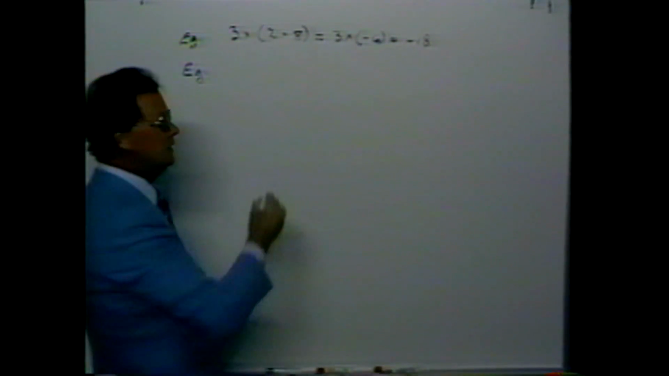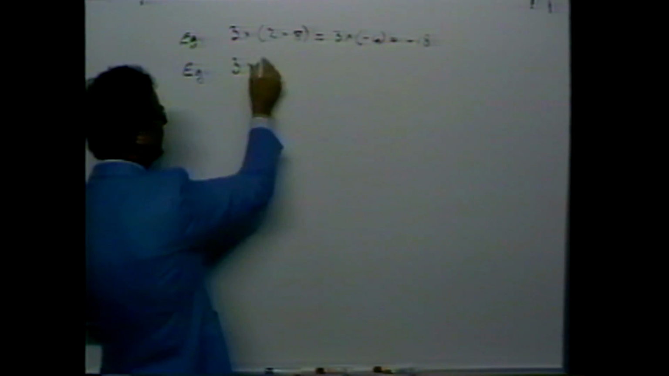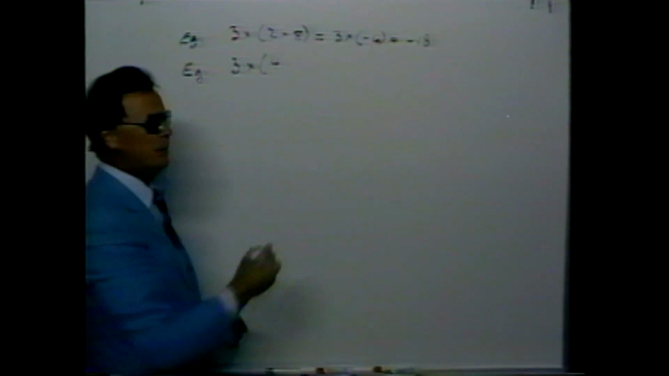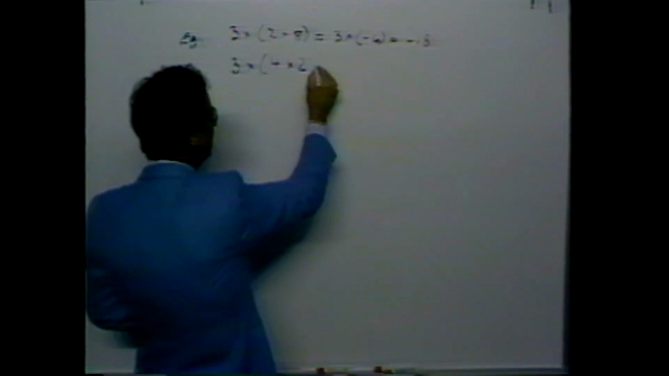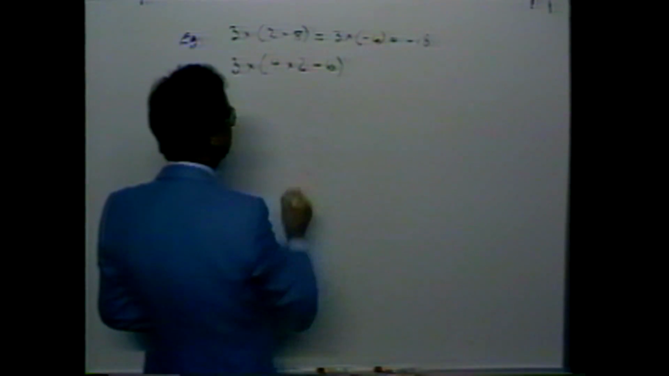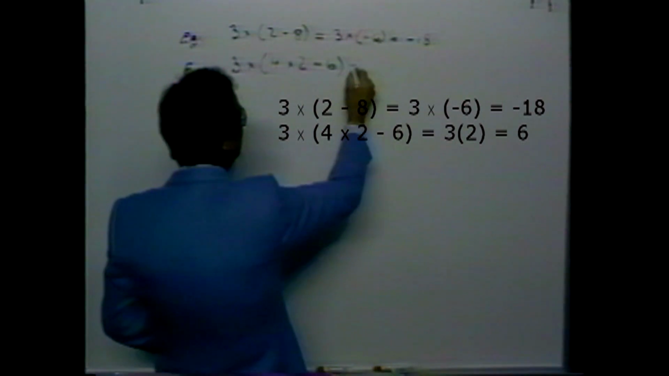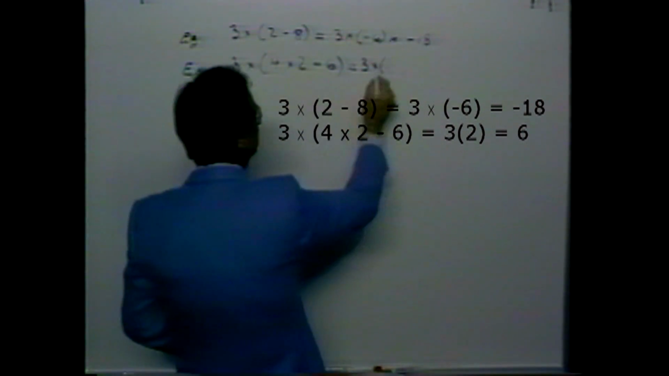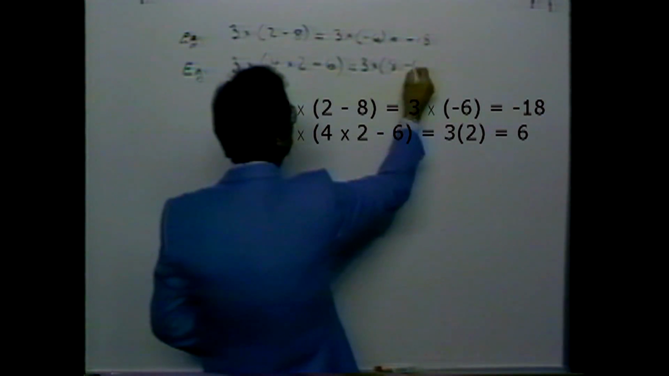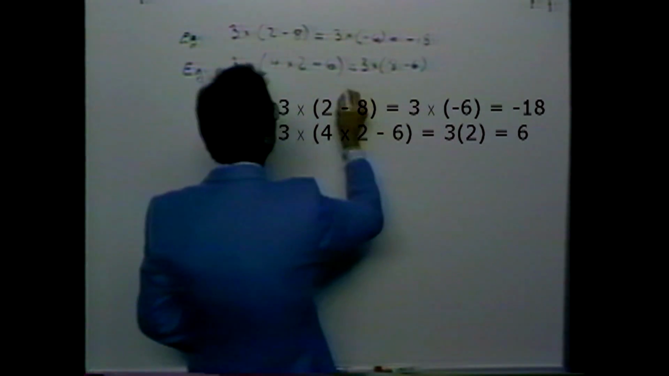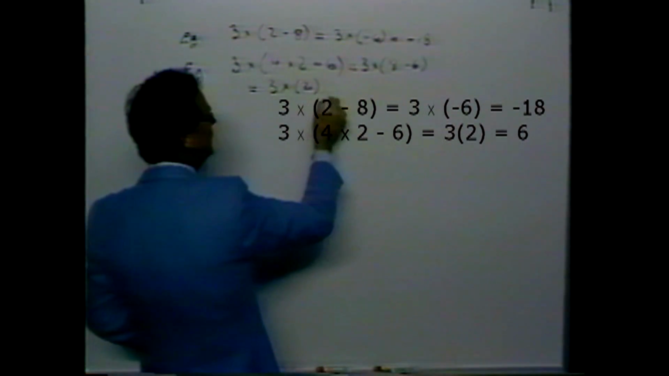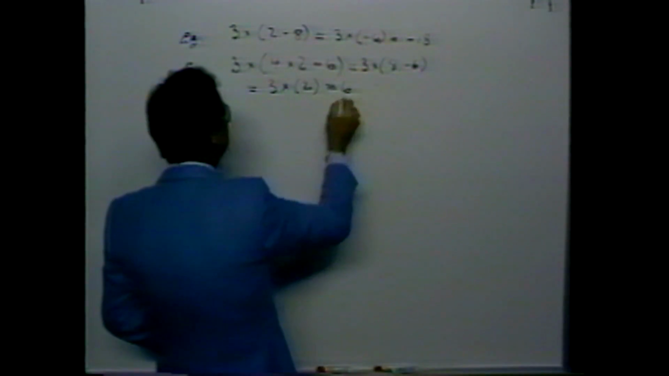Here is another example. We have 3 multiplied by 4 in brackets multiplied by 2 minus 6. Consequently, we have 3 multiplied by 4 times 2, which is 8, then subtract 6. Continuing within the brackets until 3 times 2, and that is equal to 6 finally.